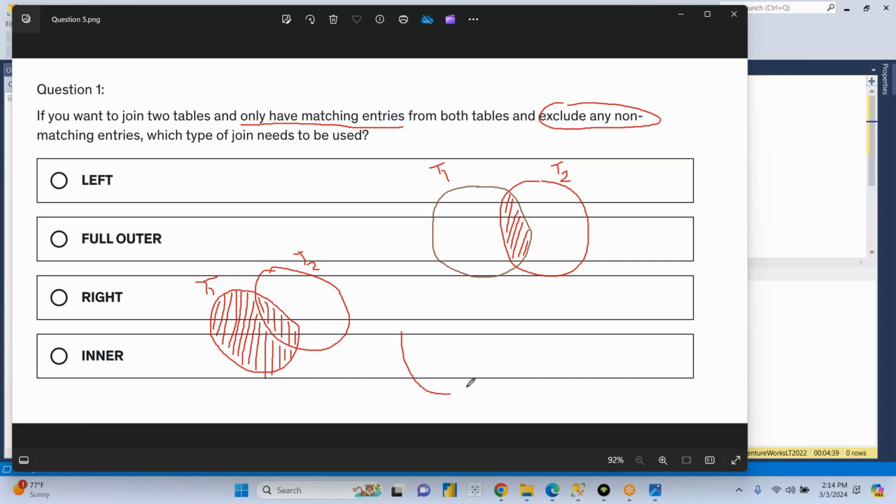Right, let me draw another scenario. If I have this other scenario, I get the intersection. Always remember the intersection is present on all join types. Now this is my T1 and this is my T2, and I'm told to include all non-matching entries from the right table. This is the left table, so I'm going to the right table and including all the non-matching entries from the right side. See, this thing is really easy if you use Venn diagrams.